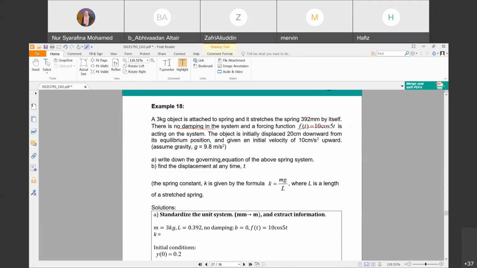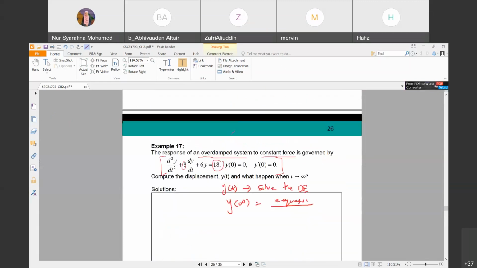Then write down the governing equation and find the displacement. Just solve the system. This is how you do it. A 3 kilogram object, this is m. Identify what information is given. Stretches the spring 392 mm by itself. There is no damping in the system and the force function, this is F(t). So you know that this is an undamped vibration system.